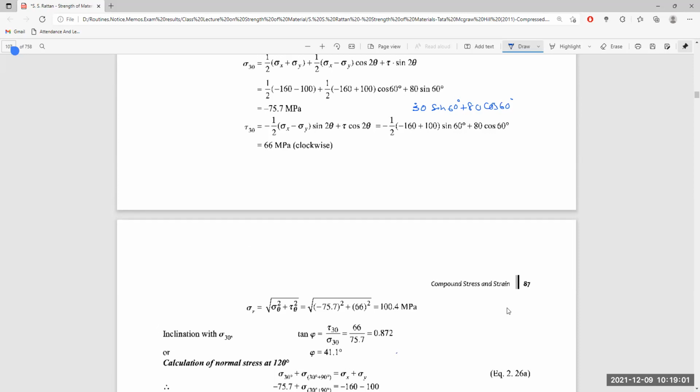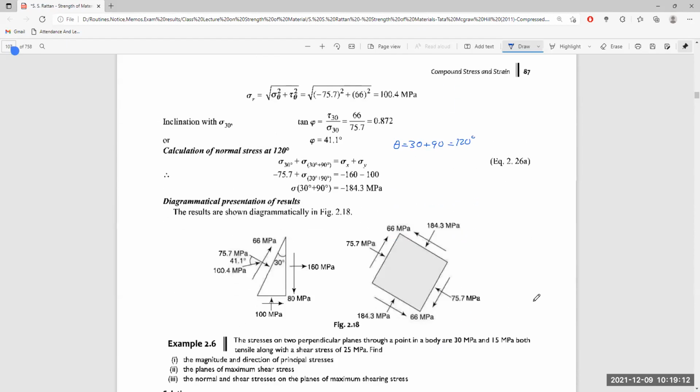Now, the calculation of the normal stress at 120 degrees. So theta becomes 30 plus 90, which is 120 degrees. Sigma 30 plus sigma 90, calculation of the normal stress at 120, using sigma x and sigma y. So sigma 30 plus 90 is equal to minus 184.3.